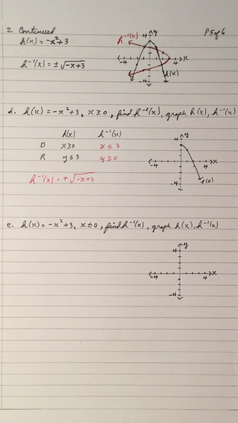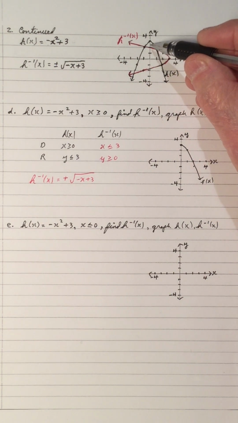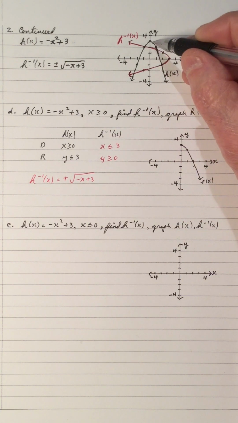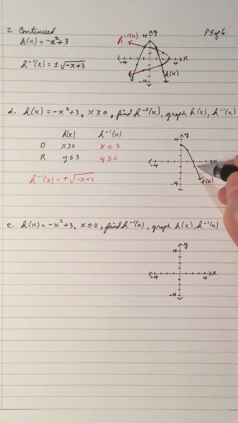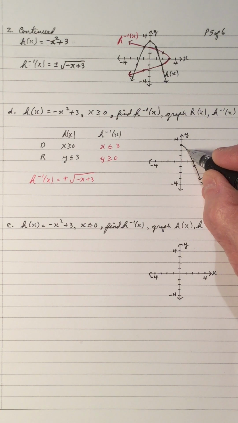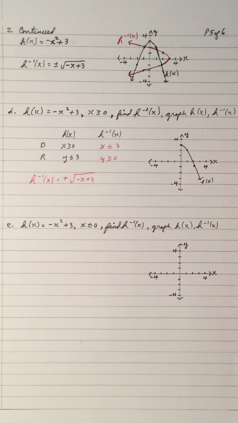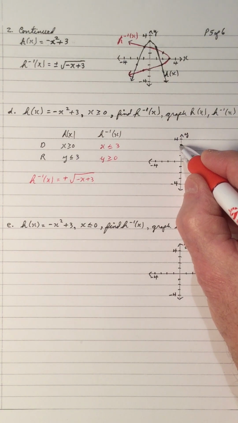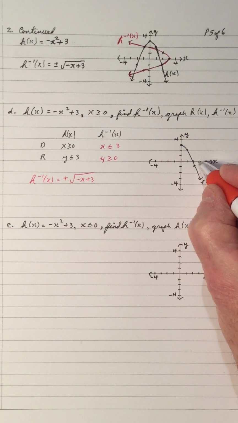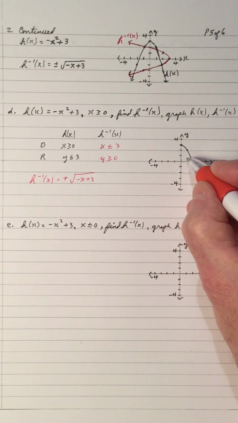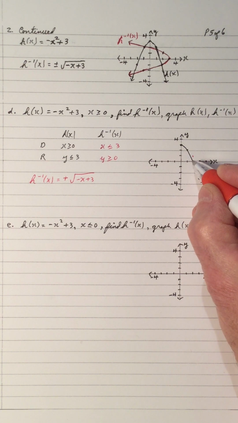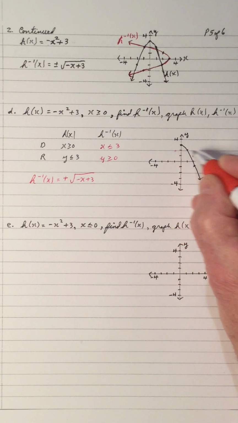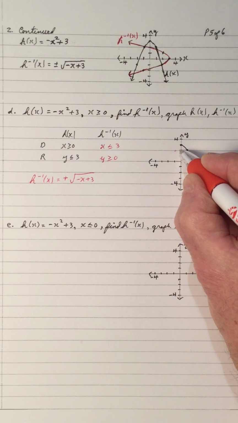So again, notice that this is the parabola, and because we're saying x is greater than or equal to 0, we're taking the right side. And there's the right side. So if we take all these ordered pairs that I have here and swap around, then you'll get the graph of its inverse. So 0, 3 becomes 3, 0. 1, 2 becomes 2, 1. And 2, negative 1 becomes negative 1, 2. So there's its inverse.